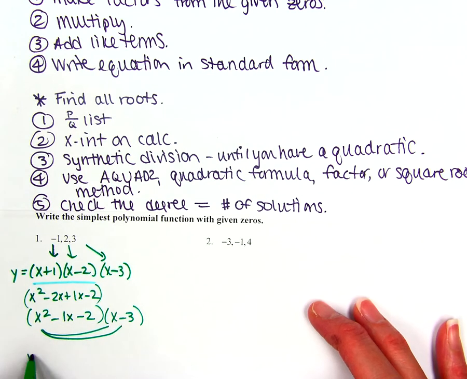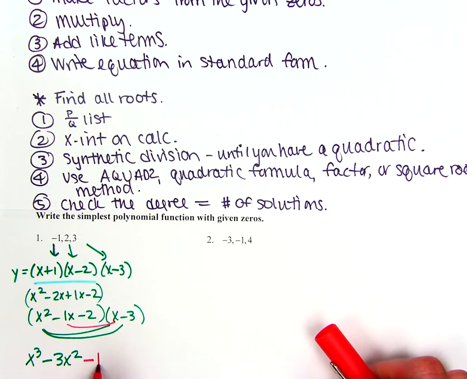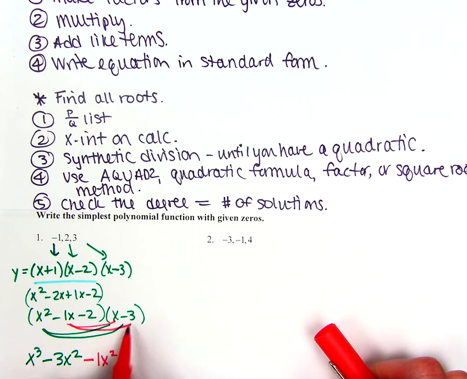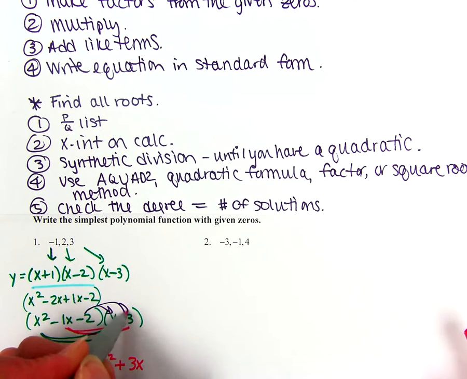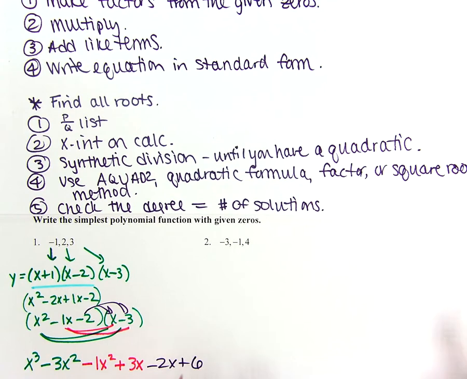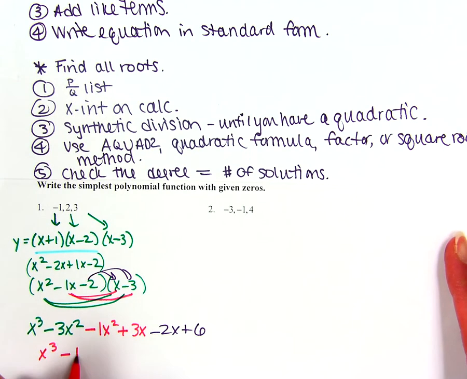X squared times x is x cubed. X squared times negative 3 is negative 3x squared. And then I'm just going to keep going. So negative x times x is negative x squared. Negative x times negative 3 is plus 3x. And then use another color. Negative 2 times x, we got negative 2x, and negative 2 times negative 3 is plus 6. So now that I've done all my multiplying, I just combine my like terms. So x cubed minus 4x squared plus x plus 6, and that's a y equals.